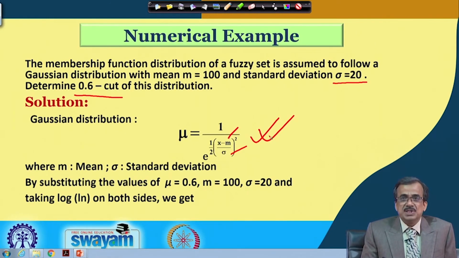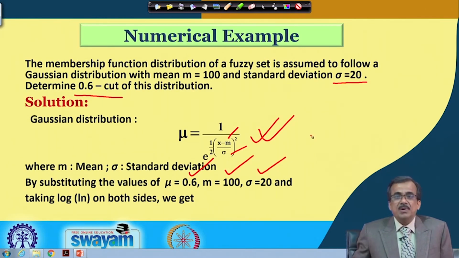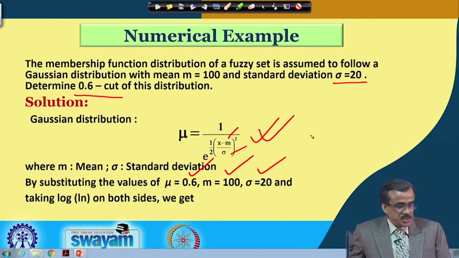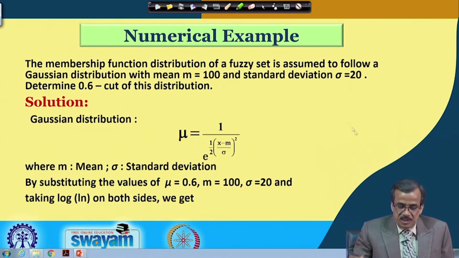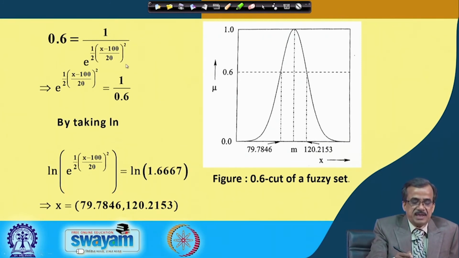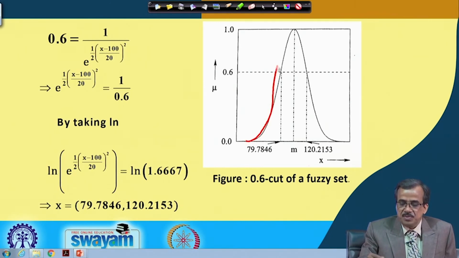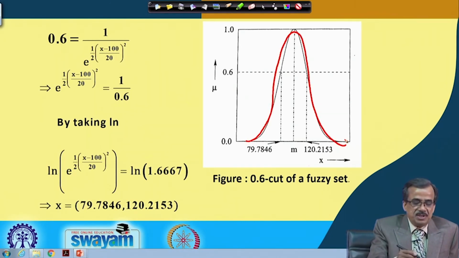So, what we do is we substitute the values for mu. So, mu is equal to 0.6, the mean m equals 100 and standard deviation sigma equals 20. Now, let us try to find out what should be the value for this mu. What you do is you substitute the values for mu, m and sigma, and this is nothing but the Gaussian membership function distribution with mean equal to m.